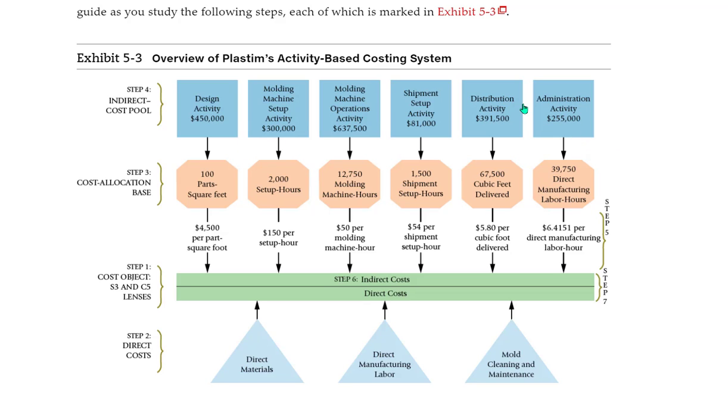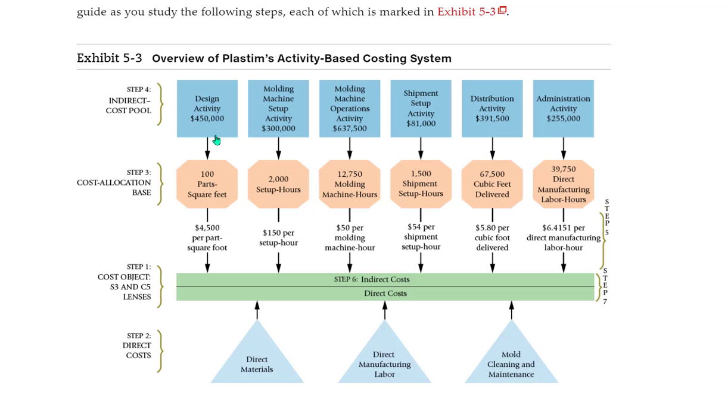And then you look at each of these activities and figure out, well, what's my best driver? Okay, and my best driver for design is parts square feet. Oh, I can't remember. I don't know what this is. Here, a normal one that we've got is for setup activities, setup hours. Parts per square foot. 4,500 per part square foot. I don't know what a part square foot is. Molding machine operations, these are machine hours. Okay, shipment setup hours. Distribution activity is how many cubic feet are delivered. Okay, all boxes are measured and things like that.